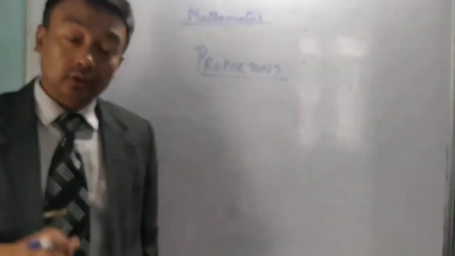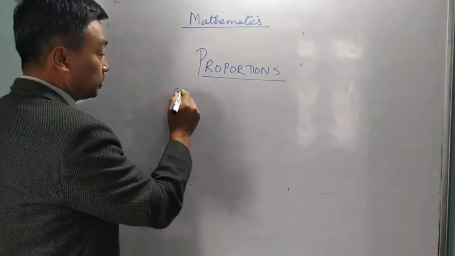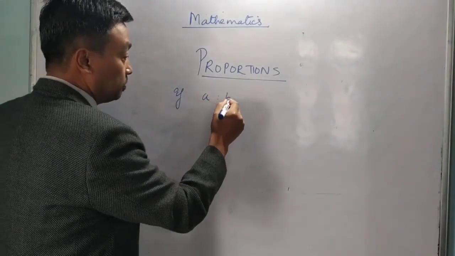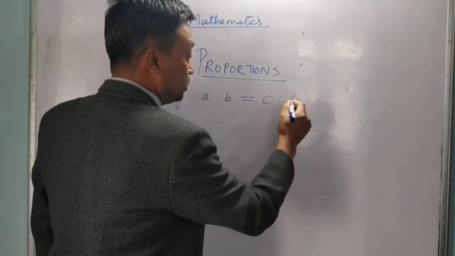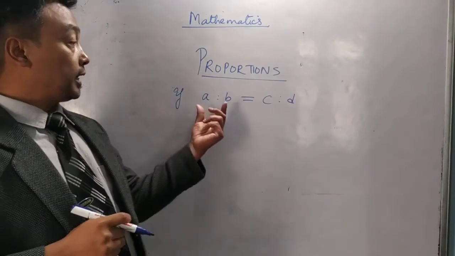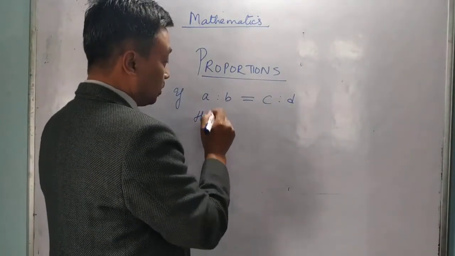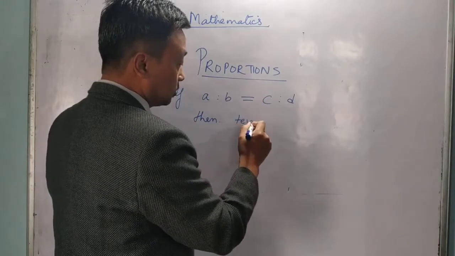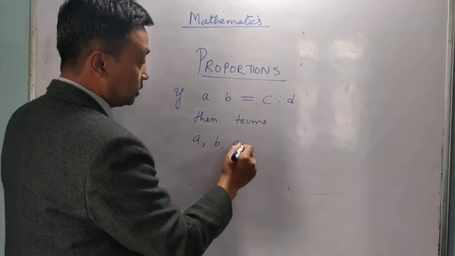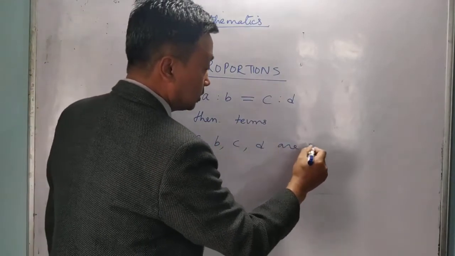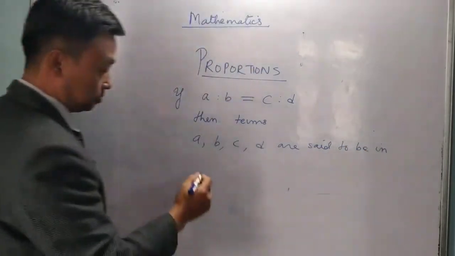In the proportion there will be two ratios and they will be equal. Like if you take, if A is to B, this is the first ratio, equals C is to D, this is the second ratio, and these two ratios are equal, then the terms, we have four terms here, A, B, C and D are said to be in proportion.